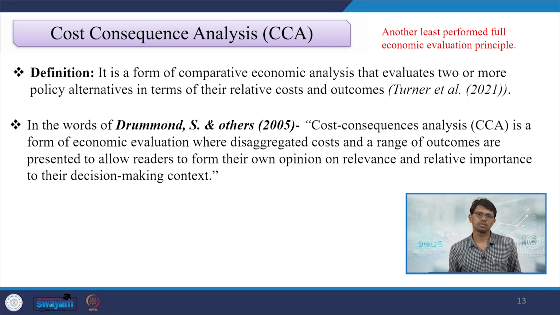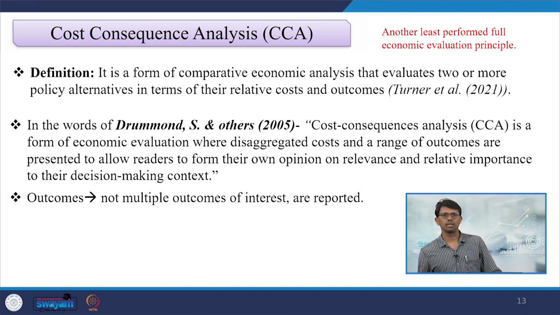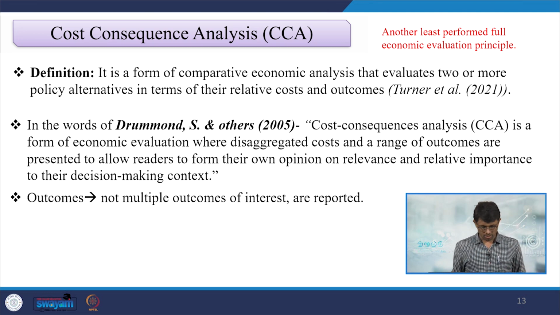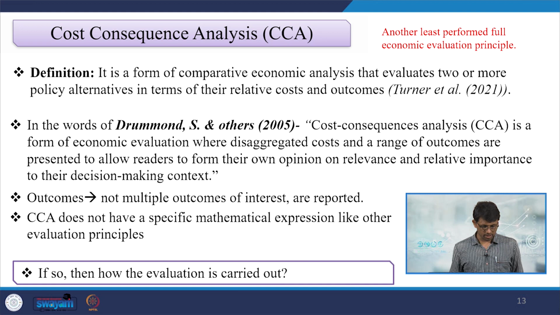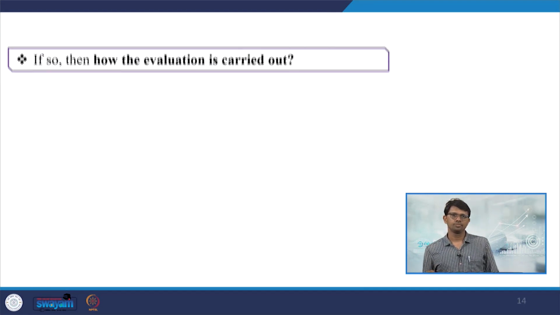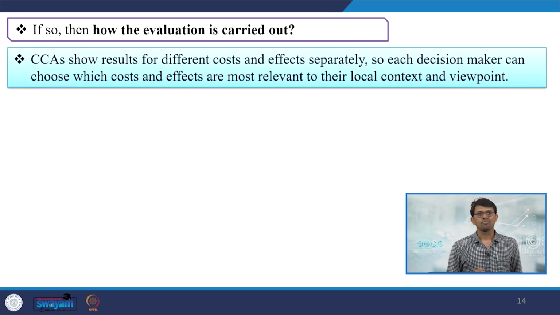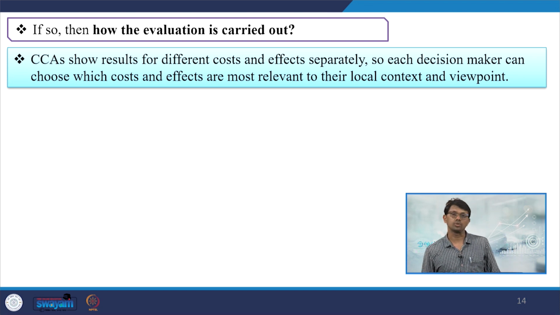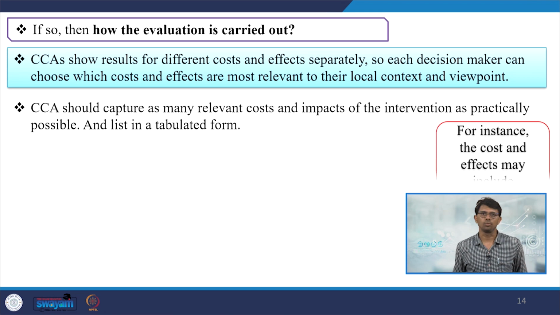So, in CMA, the identical outcome is considered, whereas in this case multiple outcomes of interest are reported, and CCA does not have a specific mathematical expression like the evaluation principles. If so, then how is the evaluation carried out? So, we will just explain this once again. For the CCA, show results for different costs and effects separately. So, each decision maker can choose which costs and effects are most relevant to their local context and viewpoint.